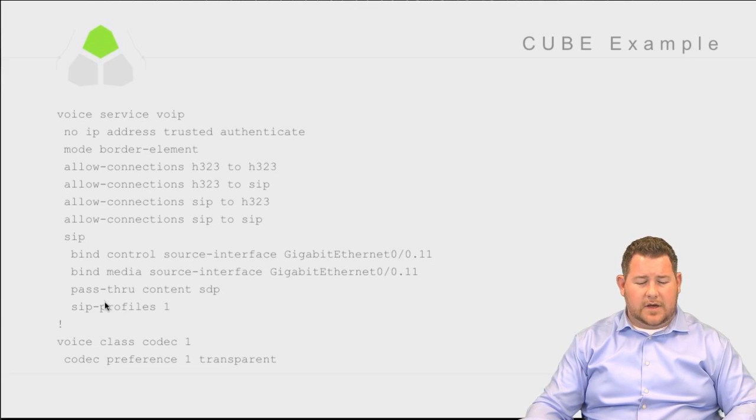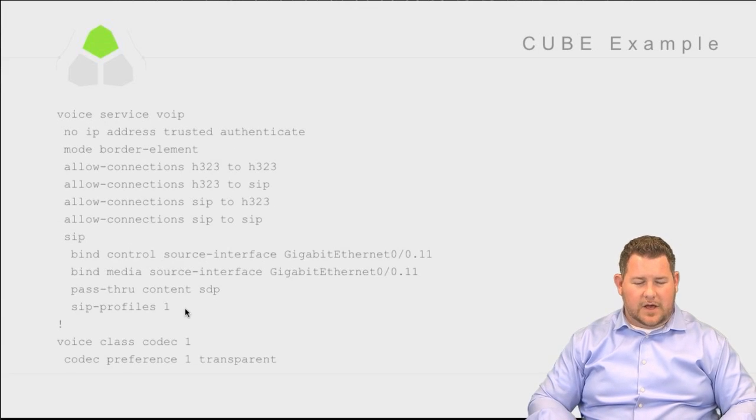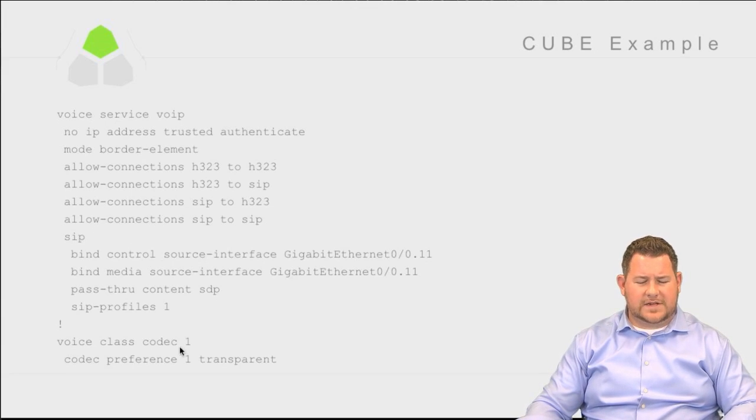Next here we see, let me pass over this one real quick, but we have sip-profiles 1, and so you can't see it here in the configuration. Let's see if I have it on the next slide. I do. So we'll save that for later too. But we also have here voice class codec 1 and codec preference 1 transparent. It's like, okay, what's that?